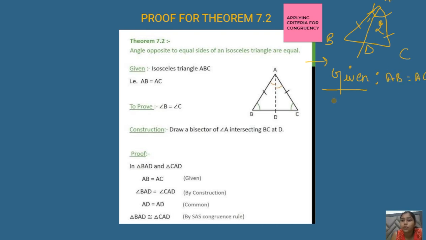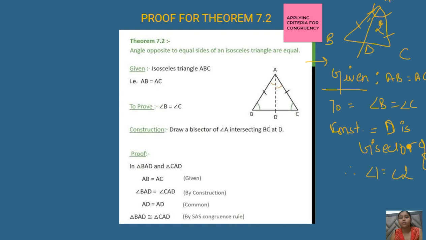Then to prove is that angle B is equal to angle C, and for the proof, first of all we have to write the construction if we are doing something. So we are doing that AD is the bisector, D is basically the bisector of angle A. So by that, angle 1 will be equal to angle 2. So how will we prove this? Okay, let's have a look.